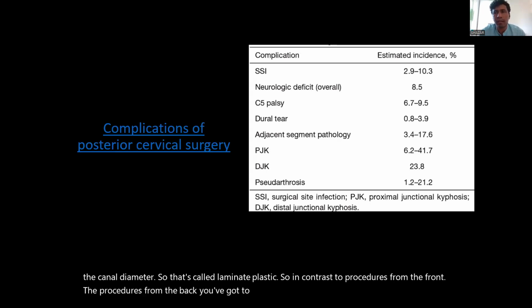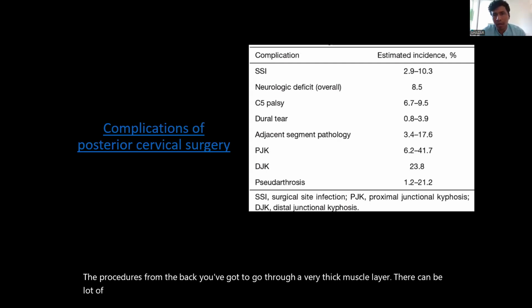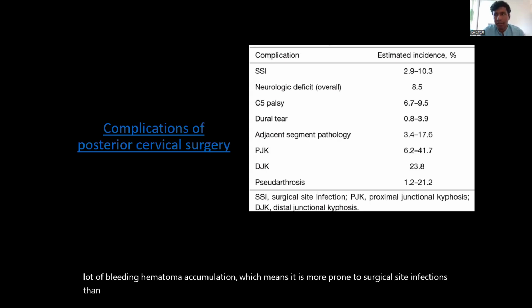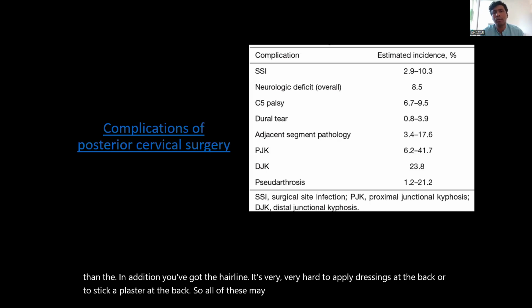There can be a lot of bleeding and hematoma accumulation, which means it is more prone to surgical site infections than the front. In addition, you've got the hairline. It's very hard to apply dressings at the back or to stick a plaster at the back. So all of this may contribute to surgical site infection.